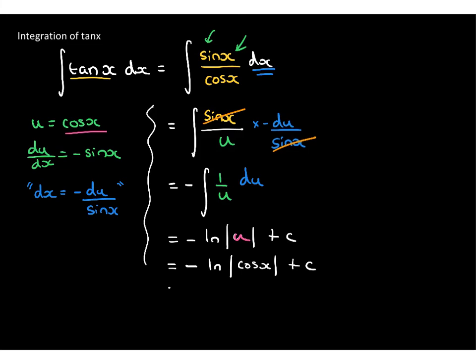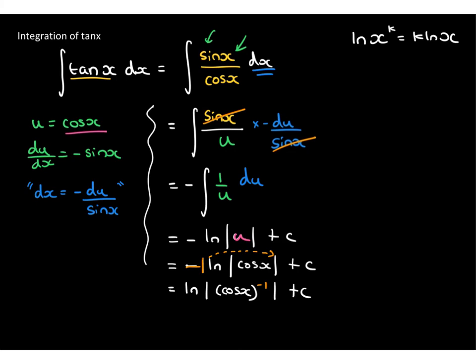However, I can use my laws of logarithms here, because we know that ln of x to the power of k is equal to k ln x. And I'm going to use that law here. So in front of the ln, we have a factor of -1, which I am going to make a power. So this becomes ln of mod cos x to the power of -1. Note, this is not arc cos x. It is not cos to the -1 x. It is not the inverse function. It is the reciprocal function here. So I'm going to quickly rewrite this as ln mod 1 over cos x plus a constant, which of course is ln mod sec x plus a constant.